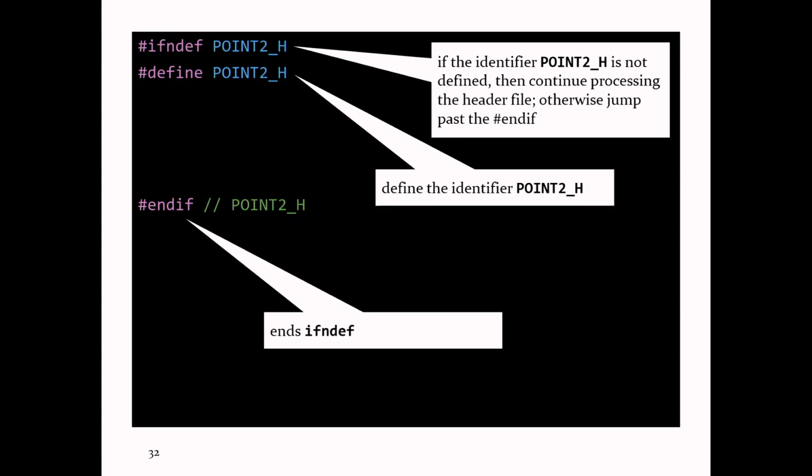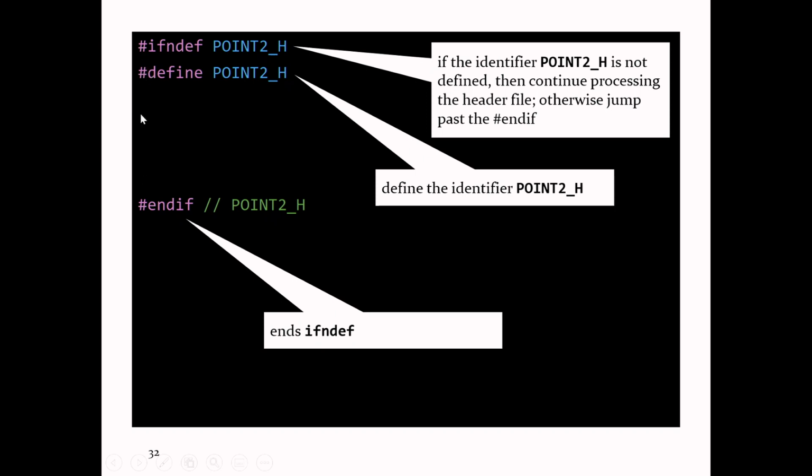So this is your header file. This is going to be point2.h. And what you do is you write #ifndef, so hashtag ifndef POINT2_H. So POINT2_H in all caps, that's just a name. That's going to be the name that I associate with my header file. Ifndef means if this name is not defined yet.